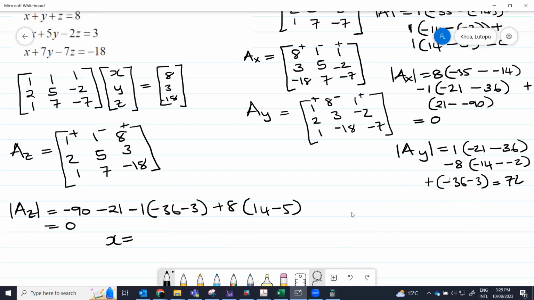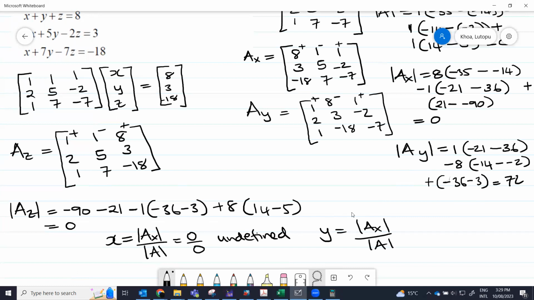The next step would be to find x. X is the determinant of Ax over the determinant of A. Here we would be dividing by 0, so this is undefined. All of them, essentially, we are dividing by 0. I'm getting 72 divided by 0. Again, this is undefined.